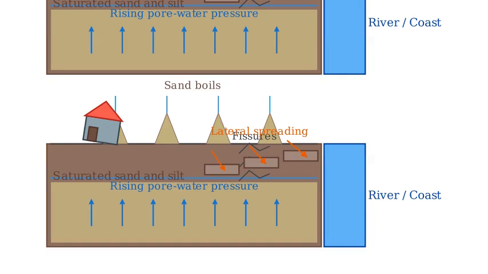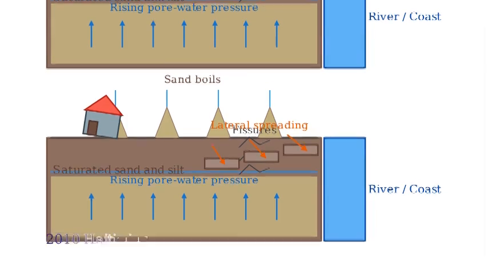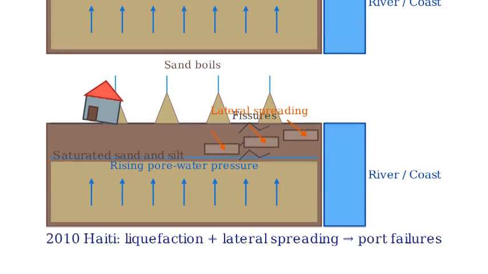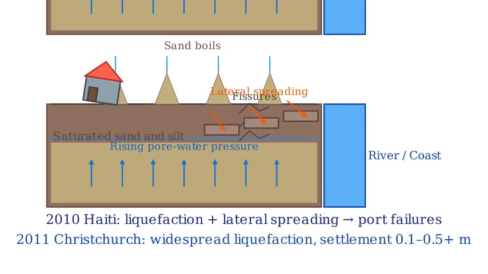Real earthquakes illustrate these processes. In 2010, in Haiti, young coastal sediments liquefied, sand boils erupted, and lateral spreads damaged the port. In Christchurch, New Zealand, in 2011, massive liquefaction inundated neighborhoods, and the ground settled by tens of centimeters to over half a meter in places.